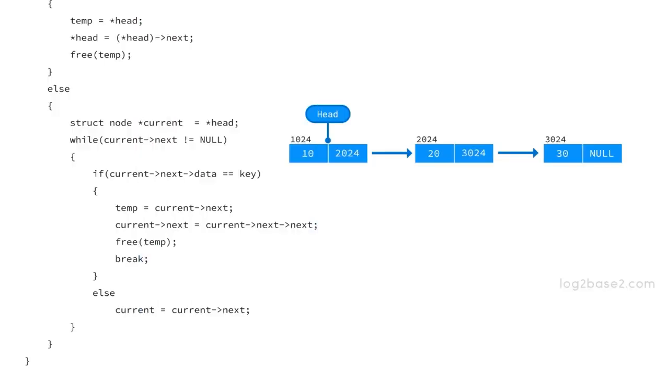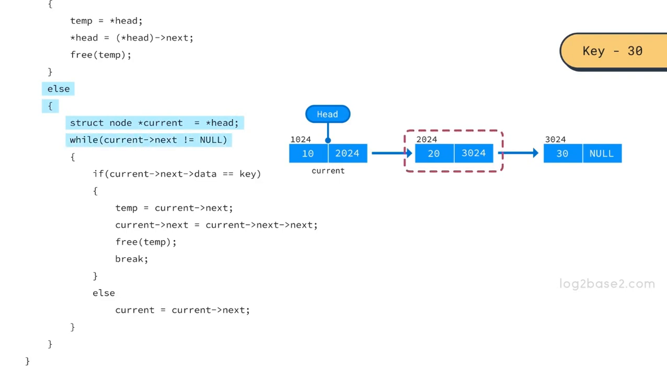Now let us take the same linked list again and try and delete node 30. So first we check if head equal to key but it is not. 10 is not equal to 30 so we go to the else part and make current point to the head. And we traverse the linked list until we reach the last node using the while loop. And we have current next equal to 2024 which is not equal to null. So we check if second node is having key 30 but it is not. So the if condition failed.